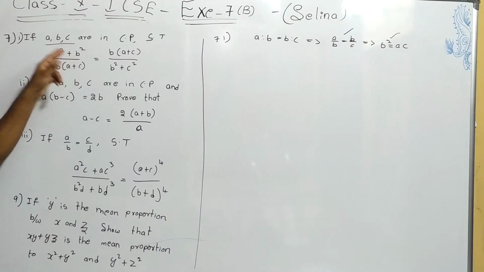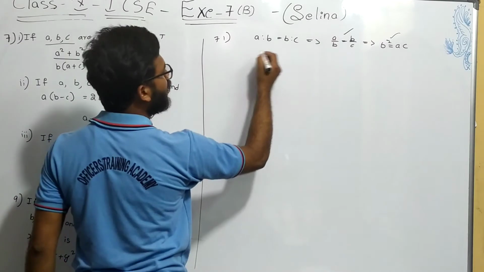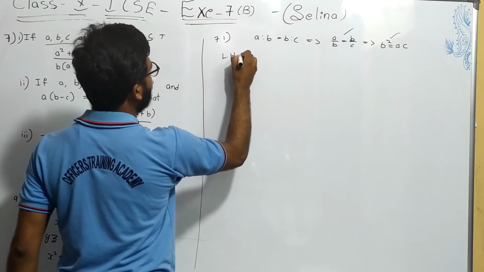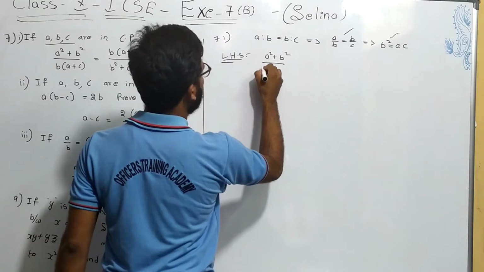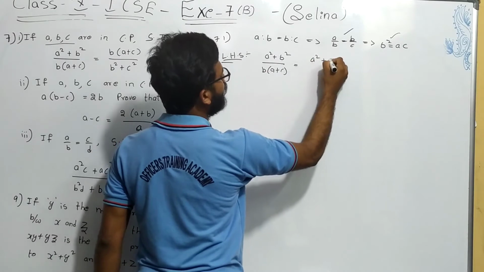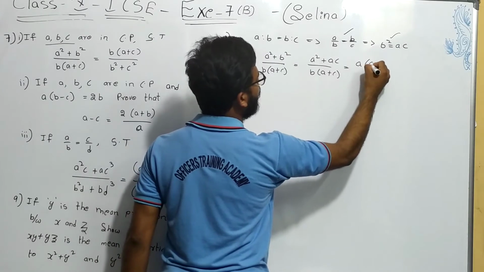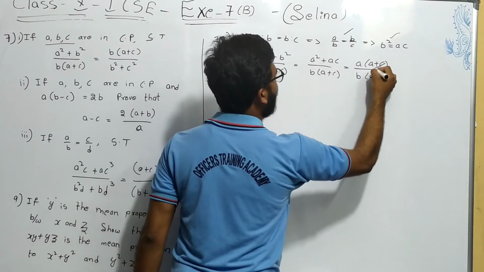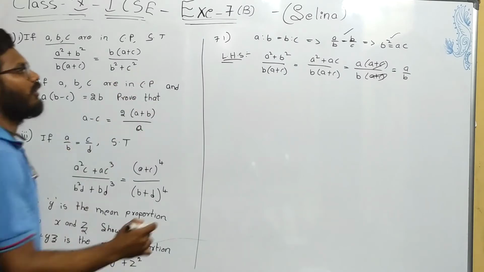Here we have B square. So we can take B square is equal to AC. So A, B, C are in continued proportion, that implies B square is equal to AC. So take LHS, what is it? A square plus B square by B into A plus C, right? So B square is equal to AC, so I am substituting AC here by B into A plus C. So again A is common in numerator, A into A plus C by B into A plus C. So LHS became A by C. And we have to prove RHS is also equal to A by C.